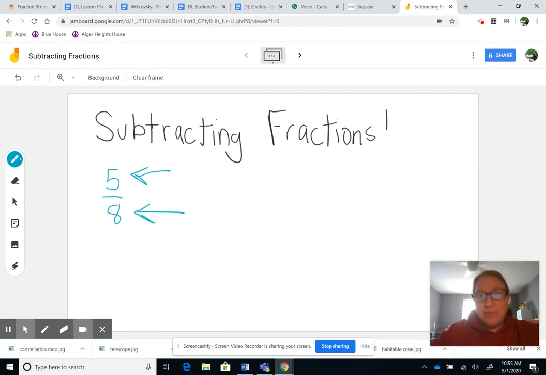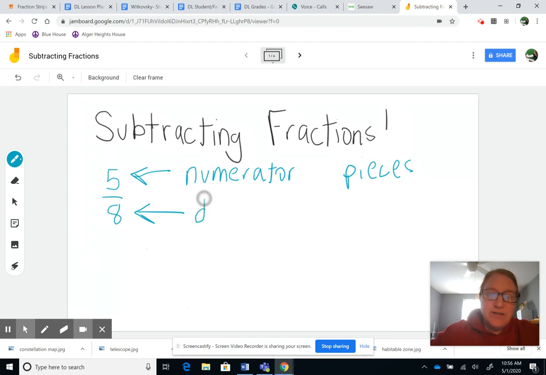So the top number, 5, that's called the numerator. And that tells you how many pieces there are. Pieces, right? And then 8 tells you how many there were to begin with, or the size of the package, or the size of the pie, or the size of each piece. And so that's called the denominator.